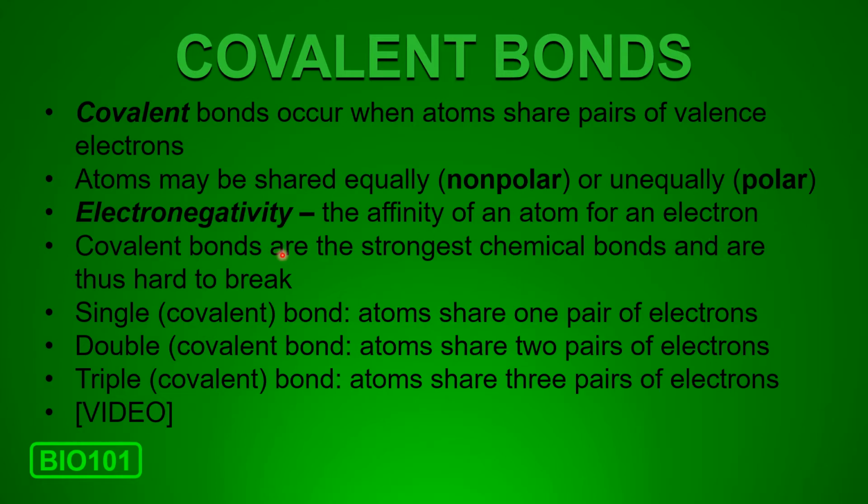Electronegativity is the ability of an atom to attract electrons. Okay, it's the affinity of an atom for an electron. It's the property by which electrons are attracted to an atom. So covalent bonds are the strongest chemical bonds. They're very hard to break. And I mentioned the single bond, the double bond, the triple bond. The single bond is where atoms share one pair of electrons. We have a double bond where they share 2 pairs, and a triple bond where they share 3 pairs.